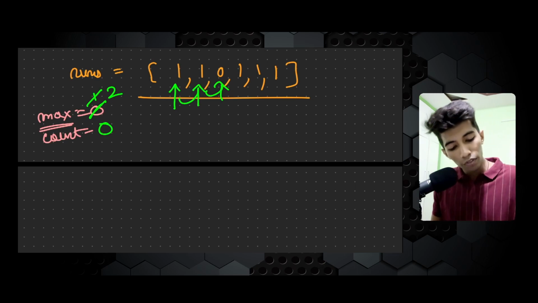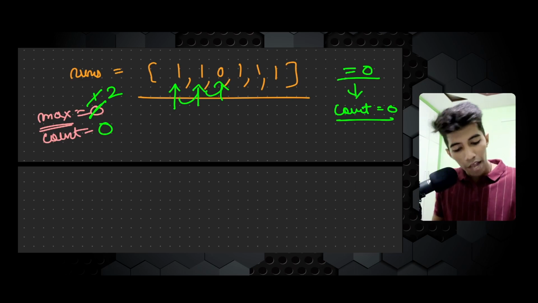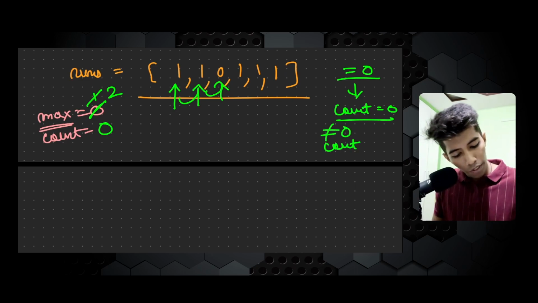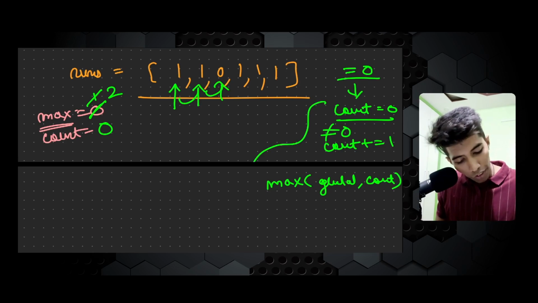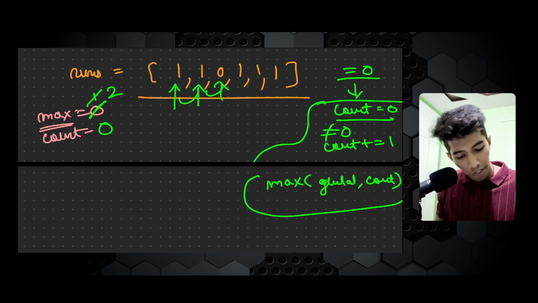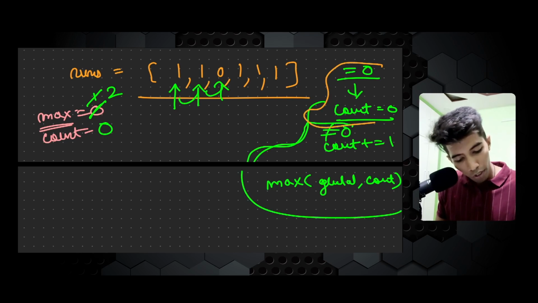When I get 0, my count will become 0. Simple as that. And when it is not 0, we will just increment the count by 1, and we will check the maximum of it from the global maximum and the maximum right now, the count right now. So we do this when I get a count equal to 0. But when my count is equal to 1, then we do this stuff. When my count is 0, then I do this. Very much simple.